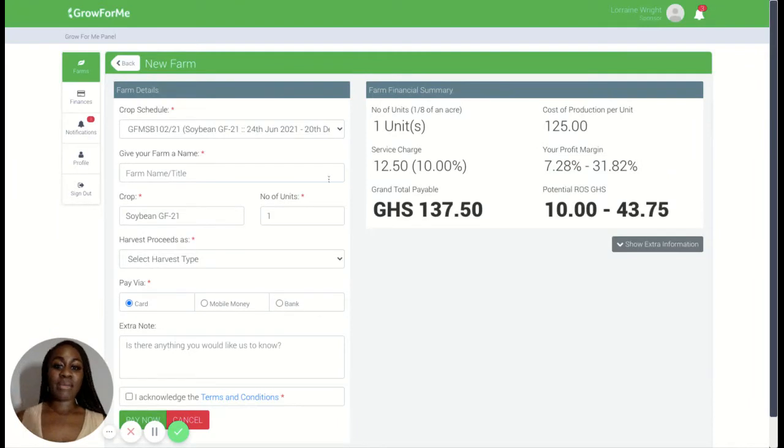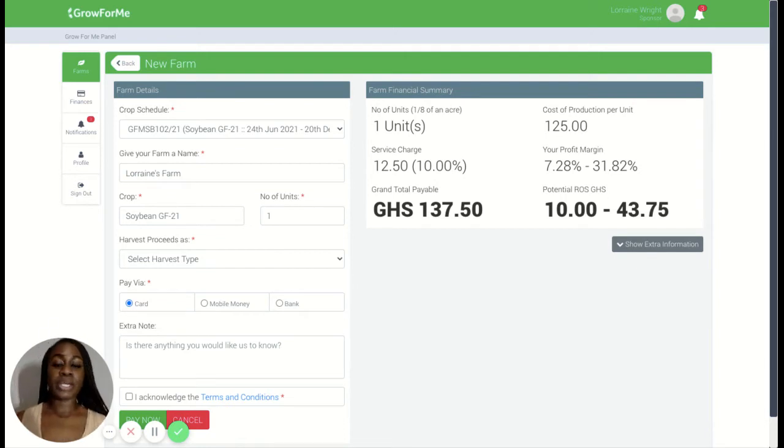On this page, you'll name your farm. I'm naming my farm today Lorraine's Farm. You will have the option to select how many units you would like. And as a reminder, if you have not seen a previous video, we measure all of our crops through the measurement of a unit, and the unit is the equivalent of 1/8 of an acre, or the equivalent of half a plot of land if you're familiar with purchasing land in Ghana.